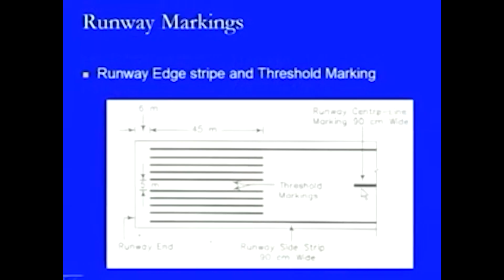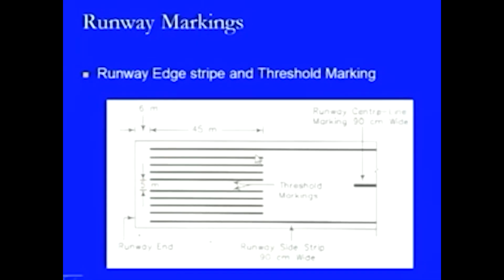We look at the runway edge strip and the threshold markings in this diagram. What we can see is that this was the center line marking which we have discussed previously. With respect to this alignment, symmetrically we are providing the threshold markings on this side as well as on this side. They start at a distance of 6 meters from the end of the runway strip. So, this is the normal basic way of providing the threshold markings.